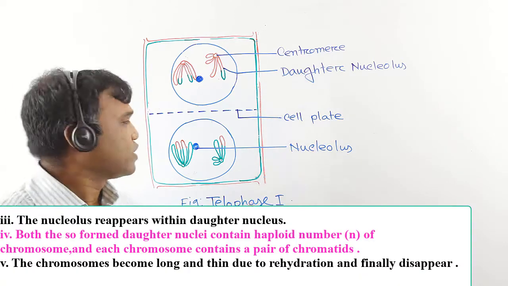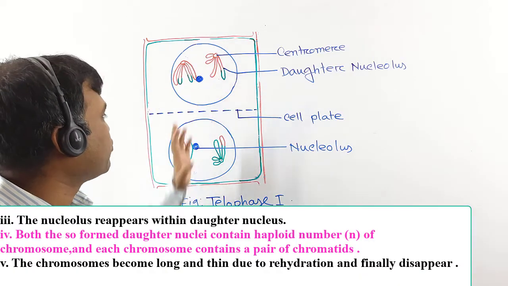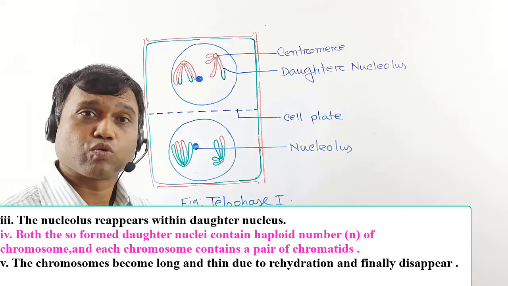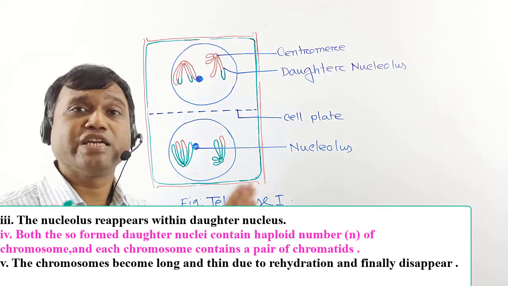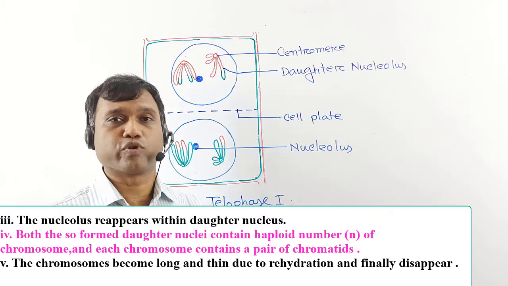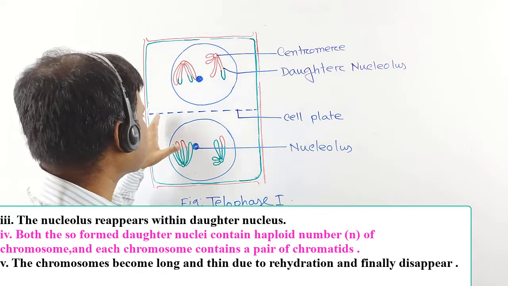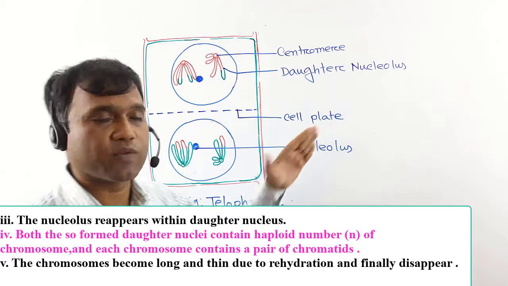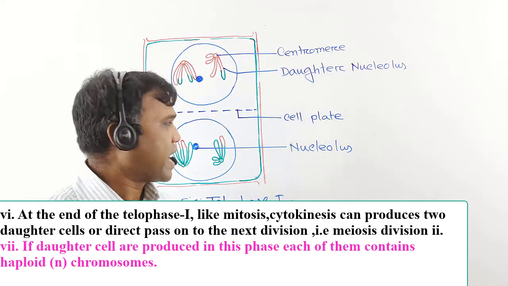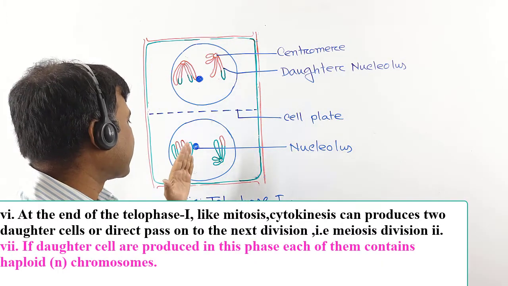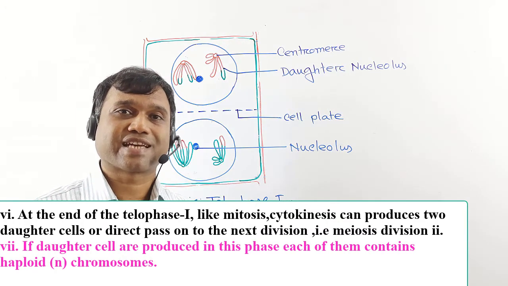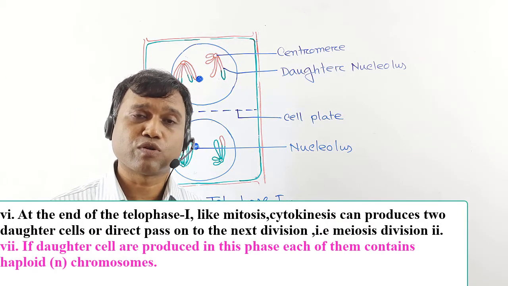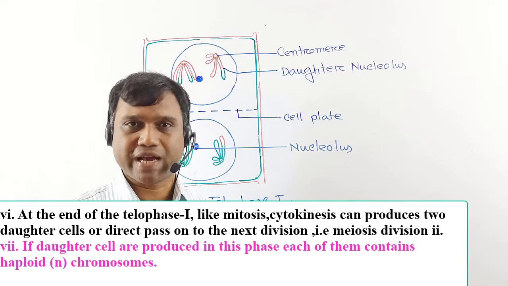So in this stage, we at first find the chromosomes at the two opposite poles covered by a nuclear membrane, and the nucleolus is also produced. And at the equatorial zone, a cell plate is produced. And by absorbing water, the chromosome loses its color. That means the chromosome is going to disappear.